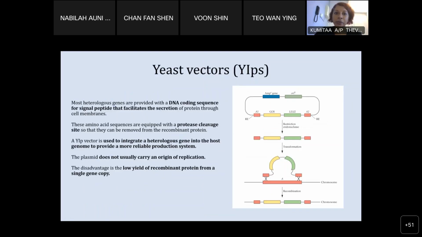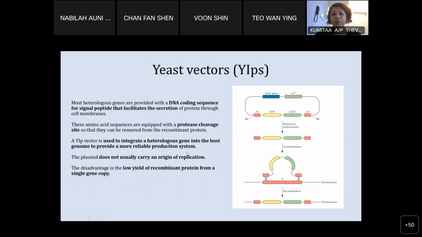All right, so let's quickly dive into YIP in detail. So most heterologous genes are provided with a DNA coding sequence for signal peptides that facilitate secretion. So again, this is sort of generic. Whenever you see any signal peptide, it is usually for the purpose of helping with secretion of the protein. These amino acids are then equipped with a protease cleavage site so that they can be removed from the recombinant protein. So again, this is mainly so that at the end, your final product is your specific recombinant protein.